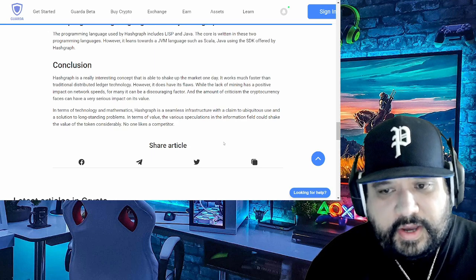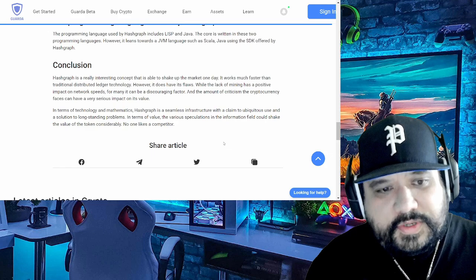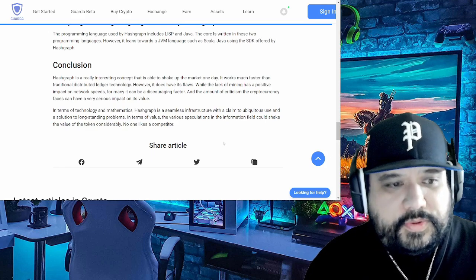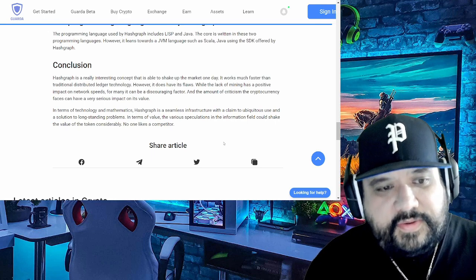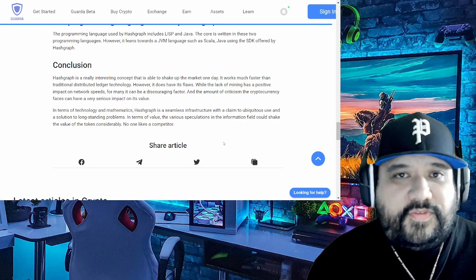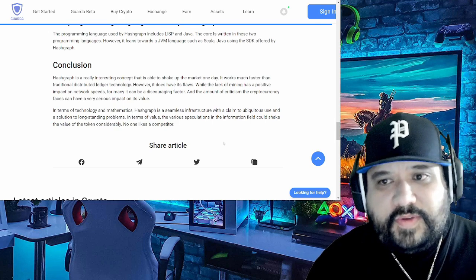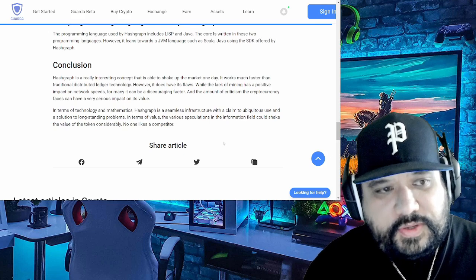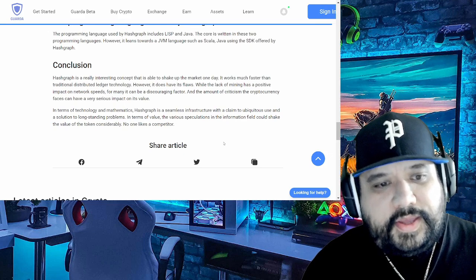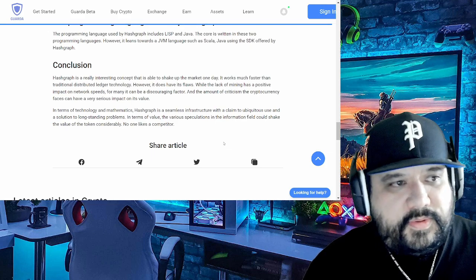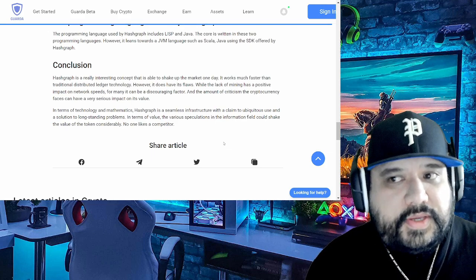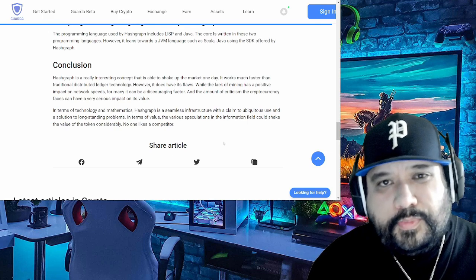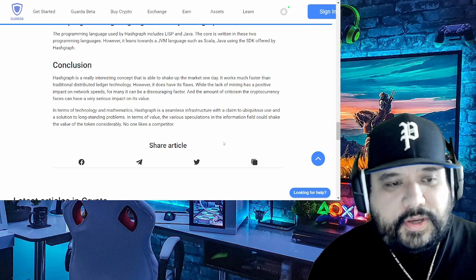While the lack of mining has a positive impact on network speeds, for many, it can be a discouraging factor, and the amount of criticism the cryptocurrency faces can have a very serious impact on its value. But let's face it, whether you're a fan of it or not, the World Economic Forum officially recognizing it, it has leapfrogged itself, to say the least, because they only want to officially recognize those that they feel as though are pro-green. Think about what their initiative is, right?